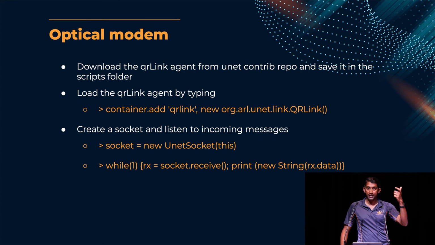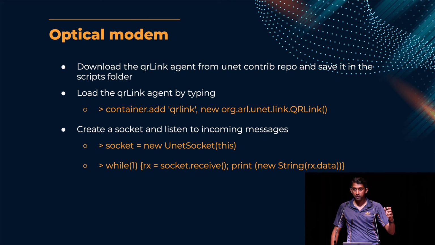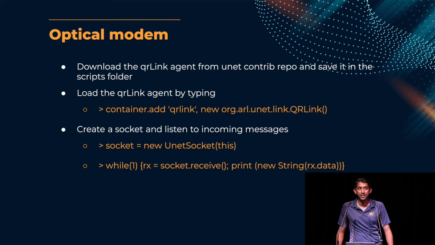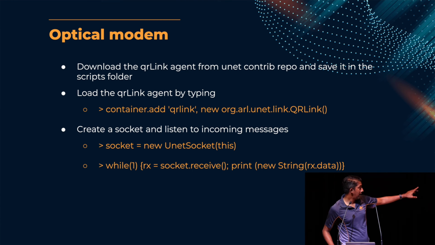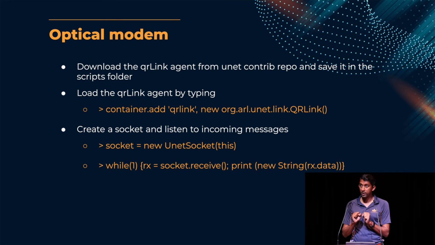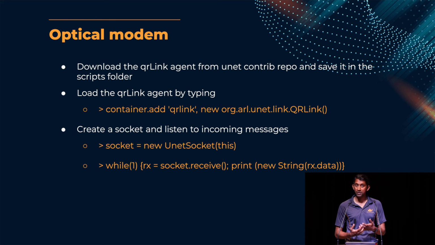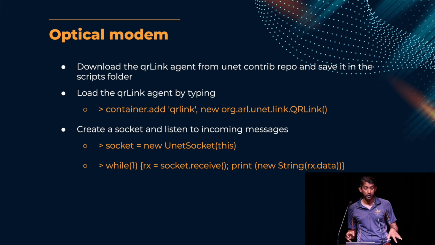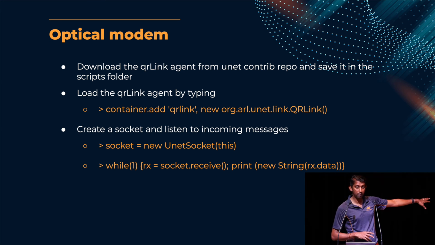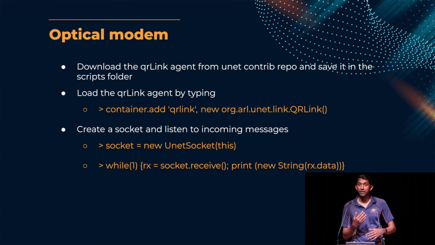In the case of UnetStack, each of these functionalities, or layers, are agents, because UnetStack is based on an agent-based architecture called Fjåge. Again, all the details are on the website. So what I just did was I loaded the agent that is responsible for looking for a QR code link, or an optical version of it. And then I created a socket to listen to the incoming messages. It's very similar to Linux socket programming, which we call Unet sockets. And then I just typed a command, a while loop where it will continuously keep on receiving whatever it sees and printing whatever it receives. So that's that.